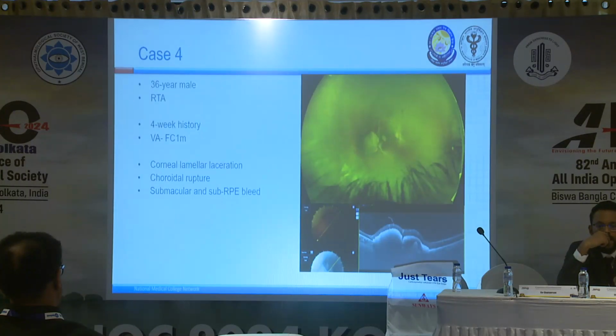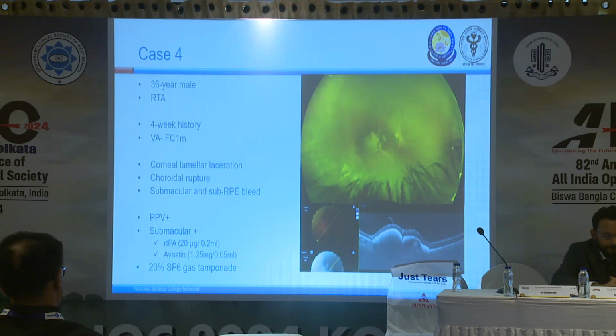Now this is the last case, a 36-year-old male patient who had a road traffic accident 4 weeks back. The patient had finger counting 1 meter vision, and here we can see there is an old hemorrhage, and there is a choroidal rupture which was passing just temporal to the foveal area, and there was a fresh submacular hemorrhage as well.